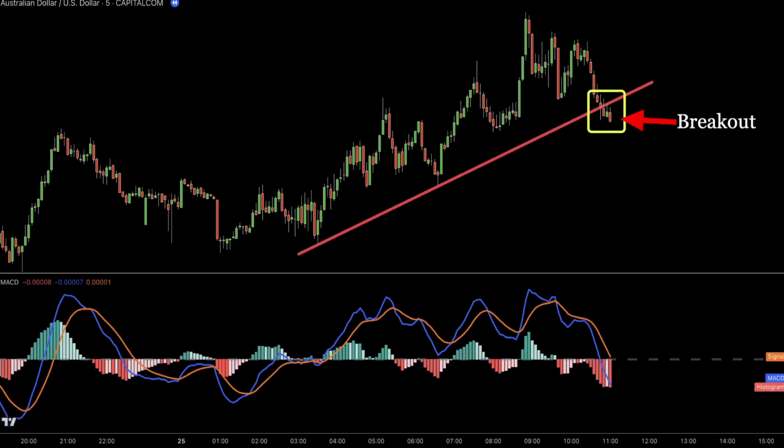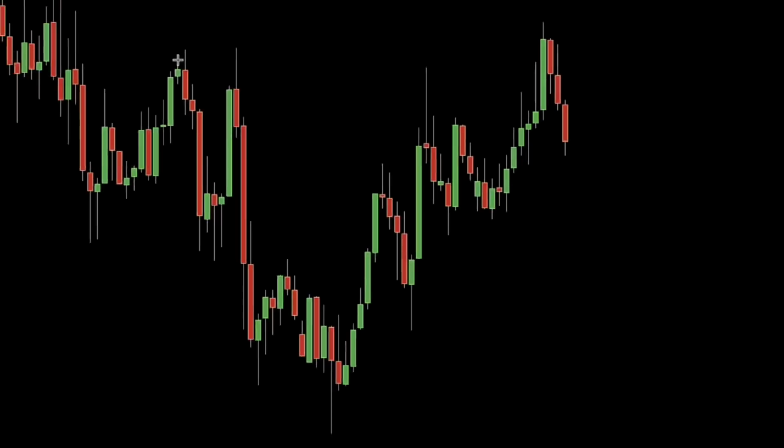Next, let's check the MACD indicator. Notice that the MACD line crosses below the signal line, giving us a bearish crossover. This crossover acts as a confirmation of the trend line breakout, signaling that momentum is now favoring the sellers. At this point, we have two critical signals for a potential sell trade: a trend line breakout downwards, and a bearish MACD crossover. To strengthen our trade idea, let's perform top-down analysis by moving to the hourly time frame.